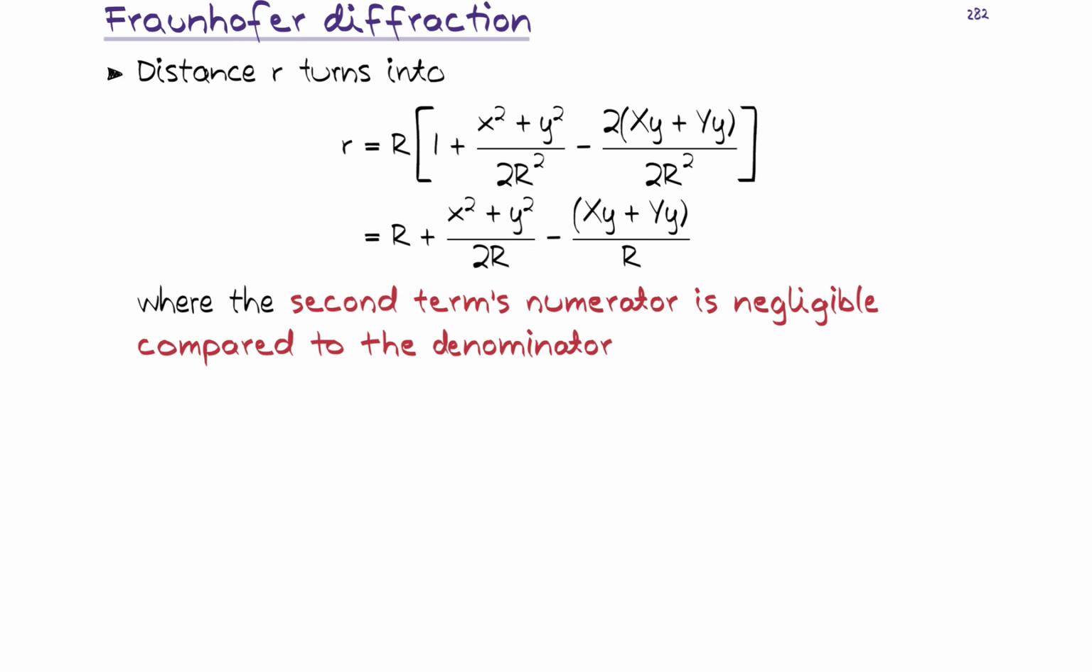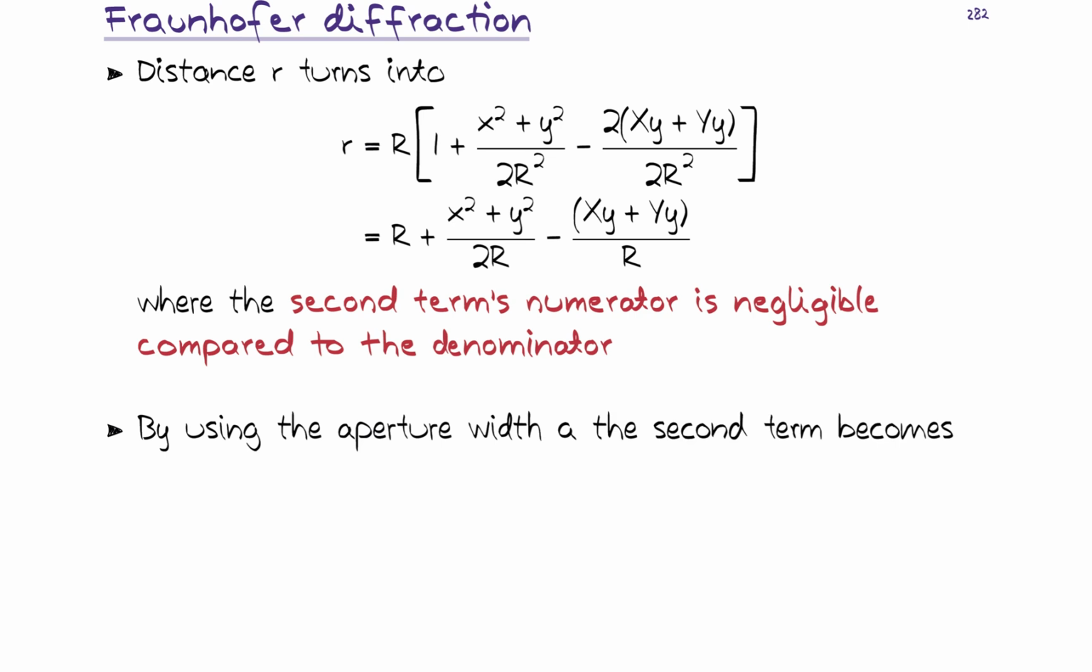And now we see that we can write terms differently. So we can just write the r inside the parentheses again. And we see now that it's in fact the second term's numerator that is very small compared to the denominator. So for example here, especially here, we can see that this x squared plus y squared is always very much smaller than 2r. And this is nice because then we can really neglect this term altogether in our phase term.